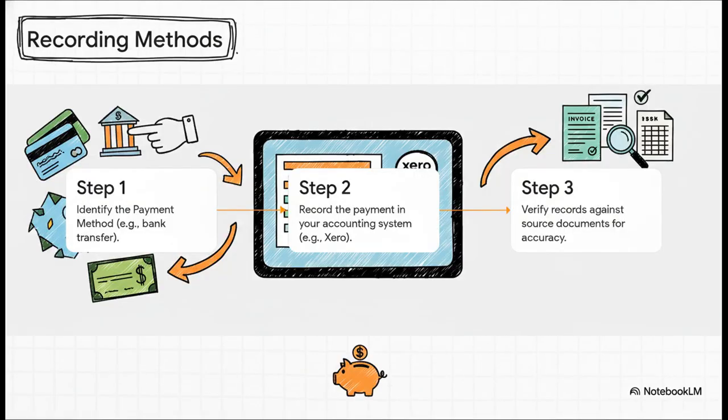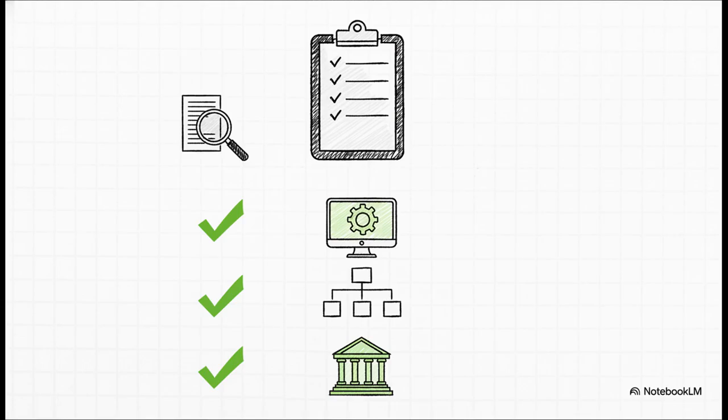Now, to keep everything accurate, the procedure lays out a really straightforward 3-step process. First, you identify the exact payment method. Second, you record that payment within your accounting software, Xero for example. And third, and this is critical, you must verify your entry against the source documents to ensure everything lines up perfectly. To make sure that data stays clean and reliable, this checklist is absolutely key.